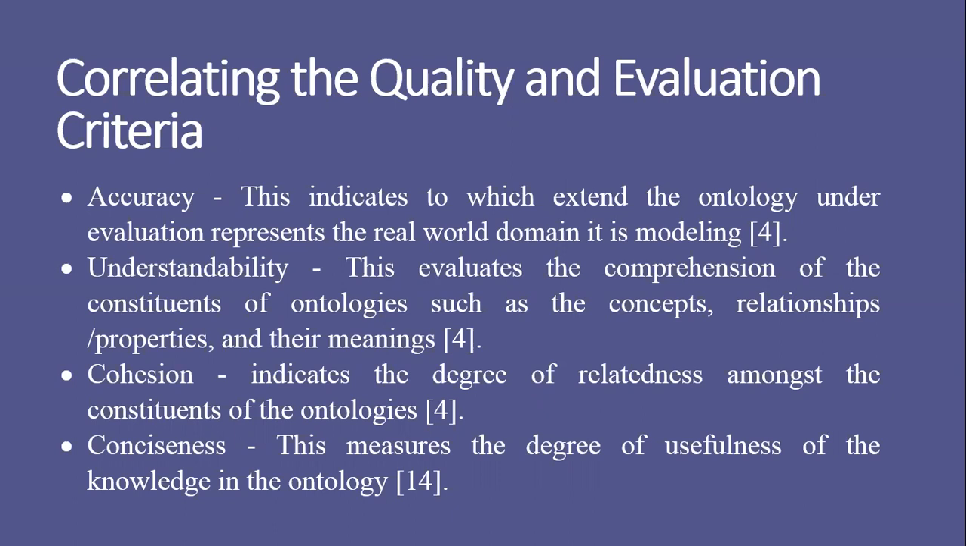Another quality dimension is understandability, which evaluates the comprehension of the constituents of ontologies, such as the concepts, relationships, properties, and their meanings. Cohesion is another quality dimension, which indicates the degree of relatedness amongst the constituents of the ontologies. Conciseness is another quality dimension, which measures the degree of usefulness of the knowledge in an ontology.